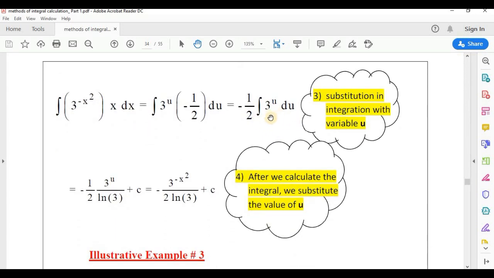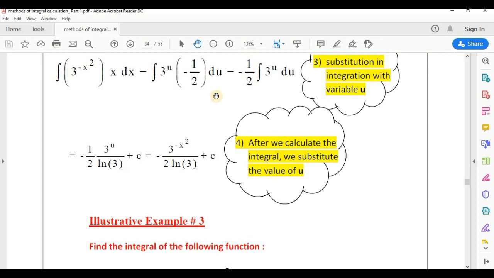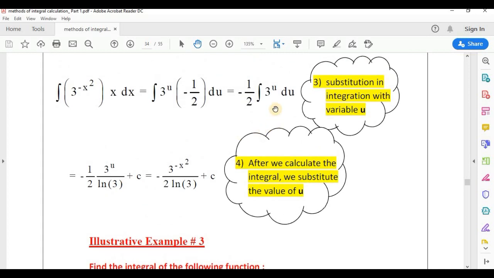And as we learned from the previous lecture how to find the integral for this type of function, it will be the number as it is, multiplied by 3 to the power u divided by ln 3, plus the constant. If you forget how to find the integral for this type of function, it is better to review the previous lectures. The previous video will show you exactly how to find the integral for this type of function.